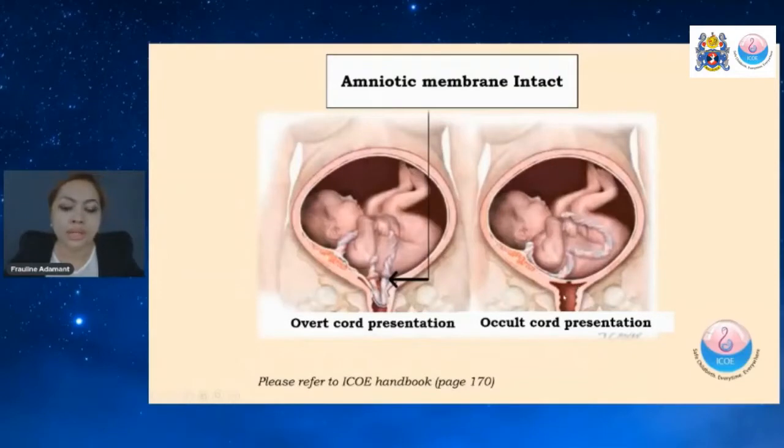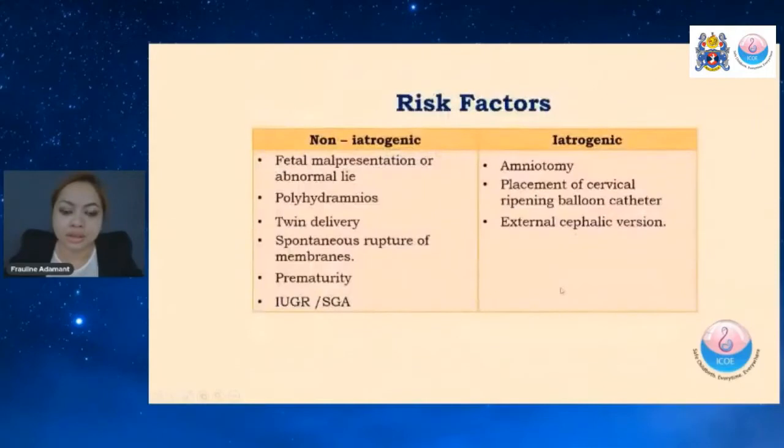From the picture, we can understand that high presentation is one of the risk factors of cord prolapse. As you can see here, the space at the side of the cervix will easily allow the cord to slip down. There are several other risk factors of cord prolapse, for instance, non-iatrogenic or iatrogenic.